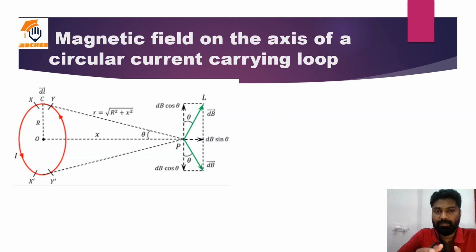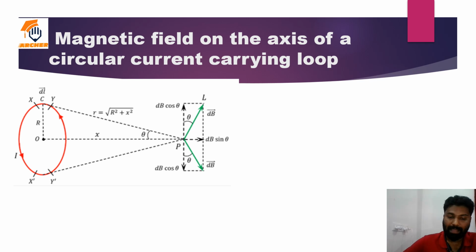This is the schematic diagram for finding the magnetic field of a current carrying circular loop. Here we are considering a circular loop. Current I is passing through this. The current is passing, sorry, outward. Current is passing in this direction. Here, from the center O, on this axial line, we are considering a point P. And let the plane of the loop be perpendicular to the plane of the paper.